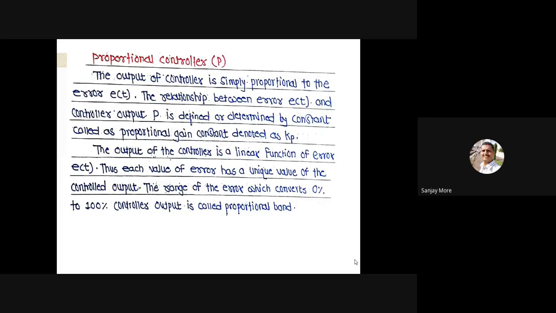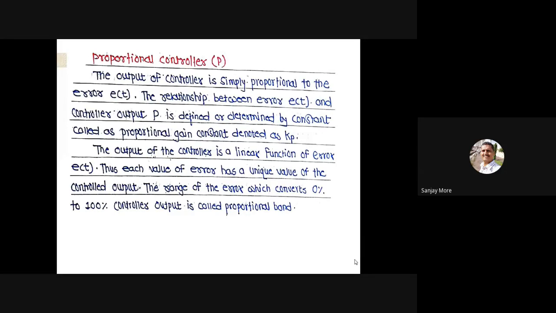Then the second one is the proportional controller. The proportional controller depends on the percentage of error occurring in the controller. It means the output of the controller is simply proportional to the error e(t). This is called a proportional controller. I repeat, the output of the controller is simply proportional to the error e(t). The relationship between error e(t) and controller output P is determined by a constant called the proportional gain constant, known as Kp.